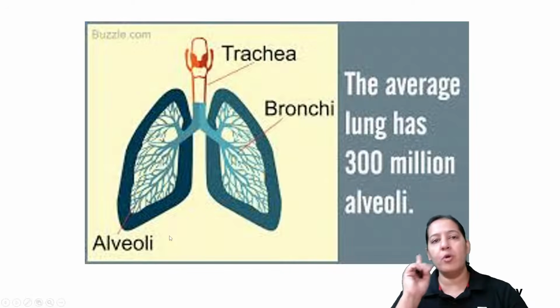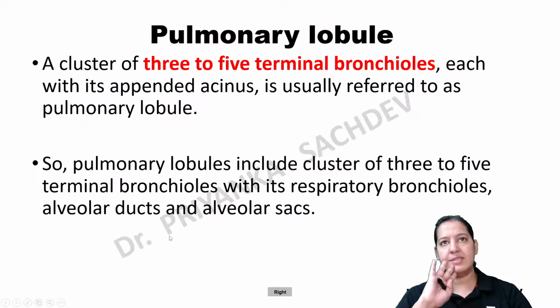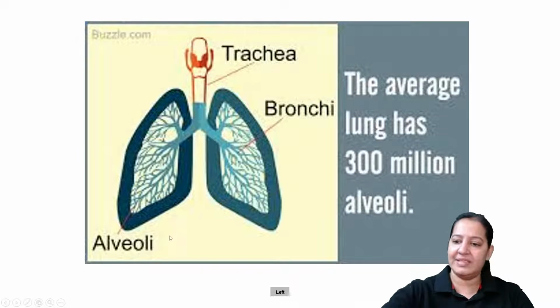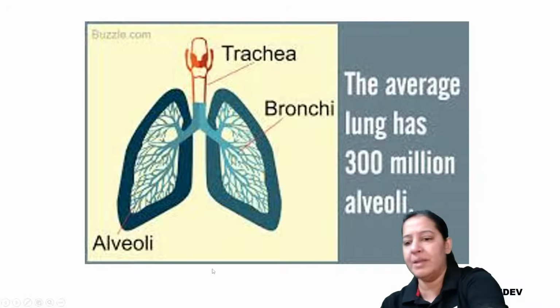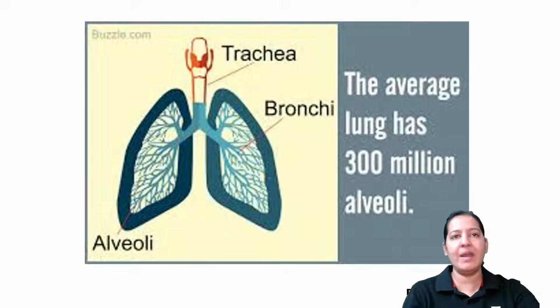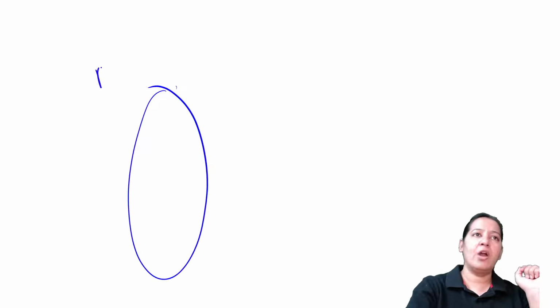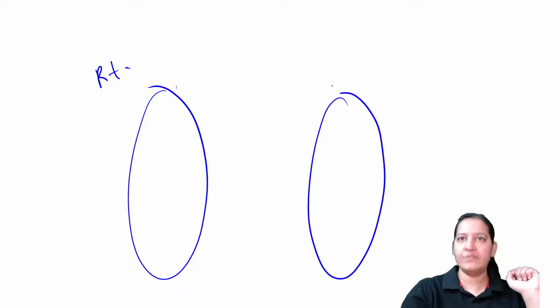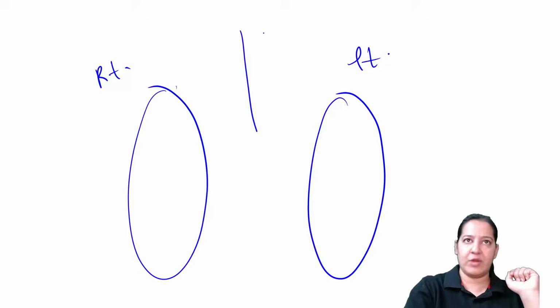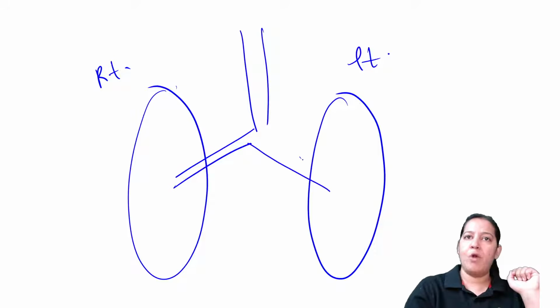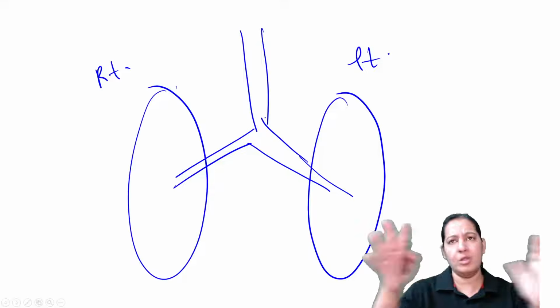Okay. One more thing before starting the pneumonias: I have already taught you in the beginning what a lobe in the lung is. Humans have two lungs. This is the right lung and this is the left lung. This is the trachea and these are the bronchi. Bronchi divide into bronchioles also inside the lungs.